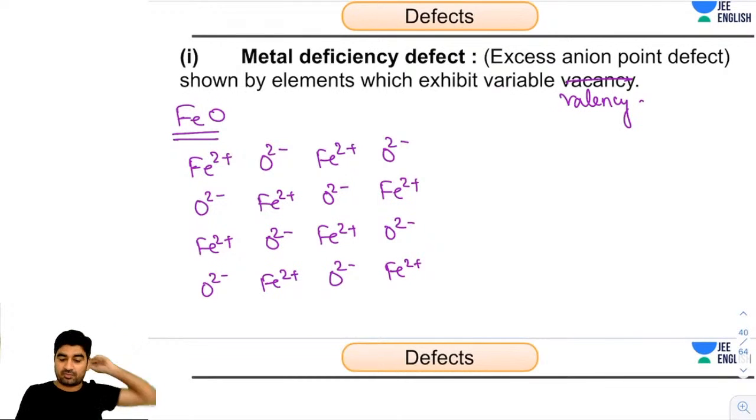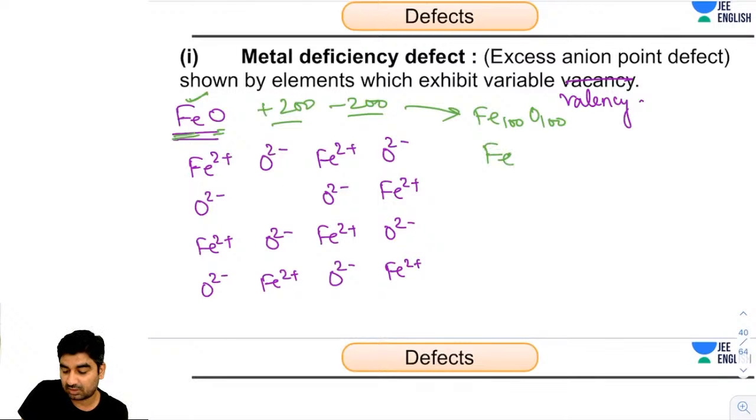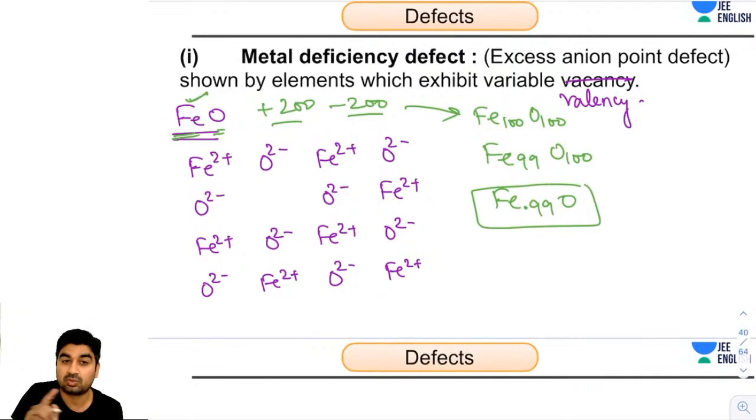Done. Now, if I'm taking it, guys, what will happen? Tell me. All Fe having charge plus 2 and all oxygen will have charge minus 2. Same charge is there. But with metal deficiency, suppose some Fe are removed. This is missing now. Initially, guys, if there was plus 200, then there was minus 200 because Fe and O were the same. Initially there were 100 Fe and 100 O and the charge was balanced. But now there are 99 Fe and 100 O. So the formula will become Fe 0.990, and you call it a non-stoichiometric compound.